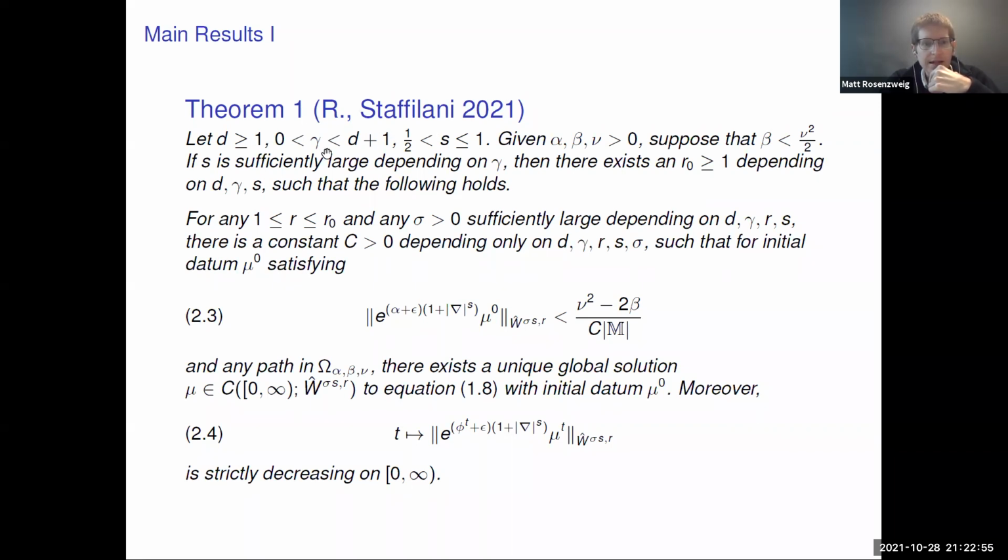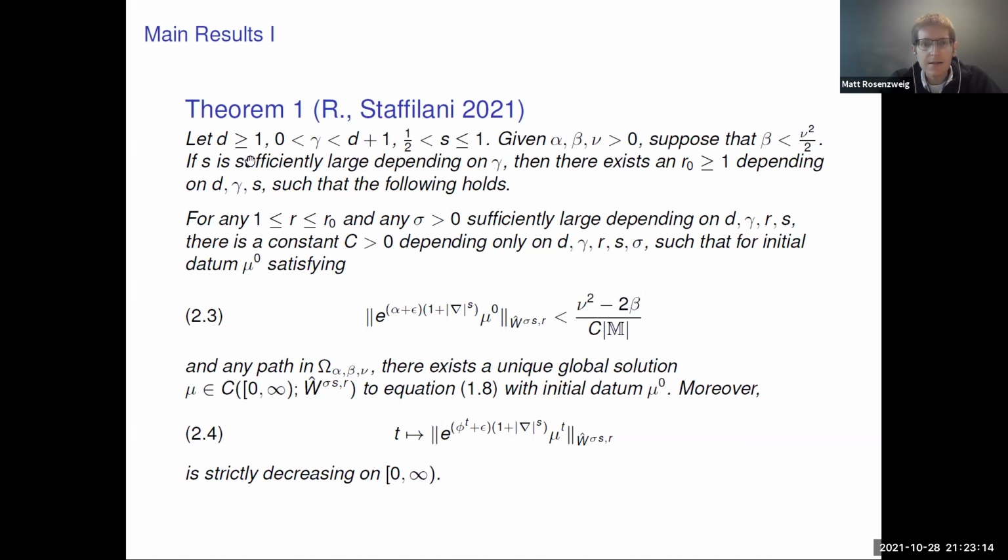The important thing is that gamma can be anything between 0 and d+1. That's the full model range of interactions that we started with. And that pretty much corresponds to, I think, the best you could expect if you wanted to have things that are still locally integrable.